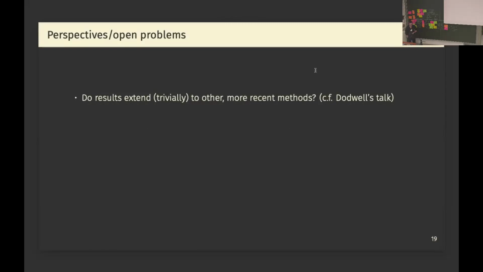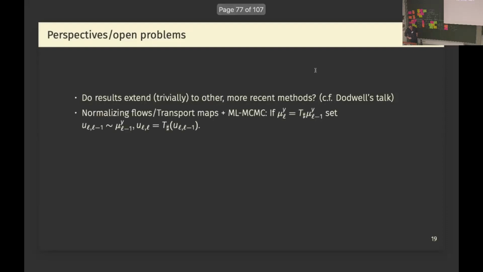Now, in terms of perspectives, some things that are not immediately obvious to me or that it would be nice to discuss are whether these results extend to more recent methods, such as the one that Tim proposed yesterday. I don't know if it would be a trivial extension.